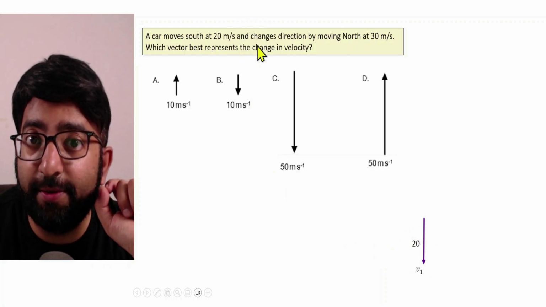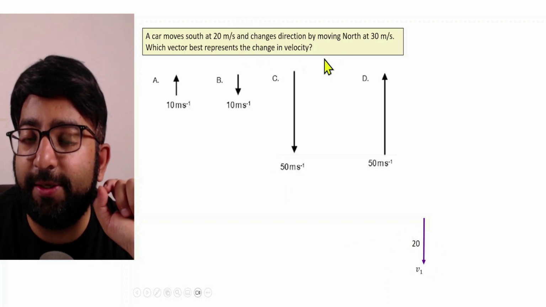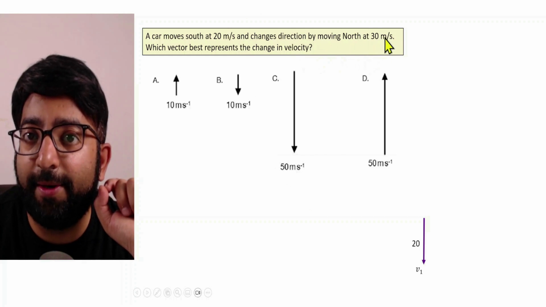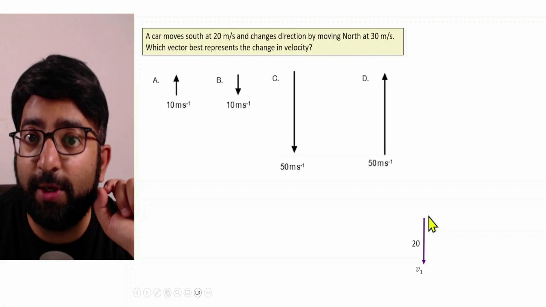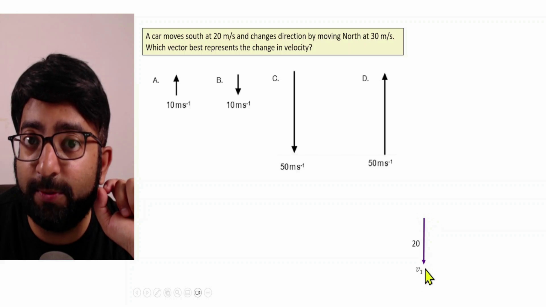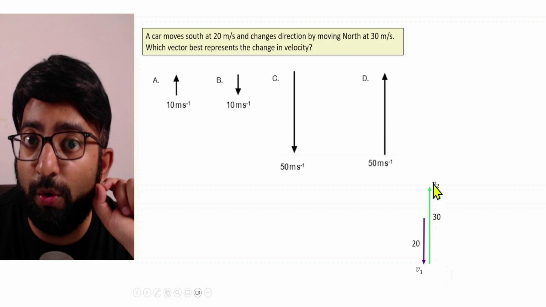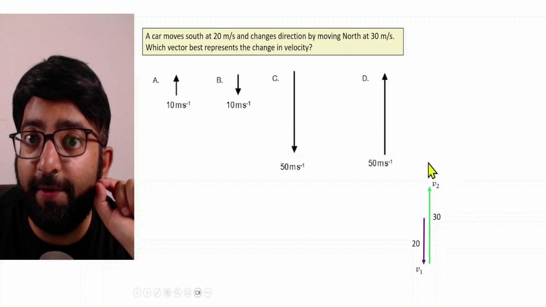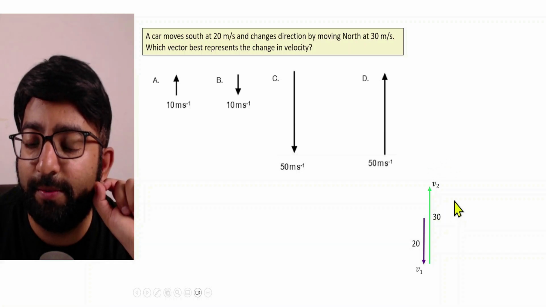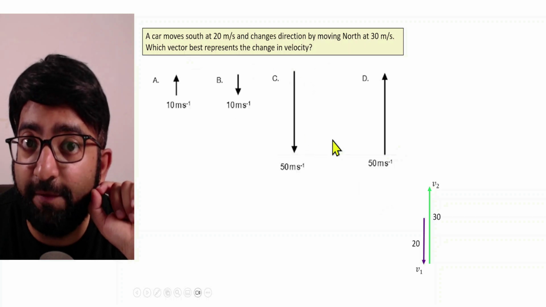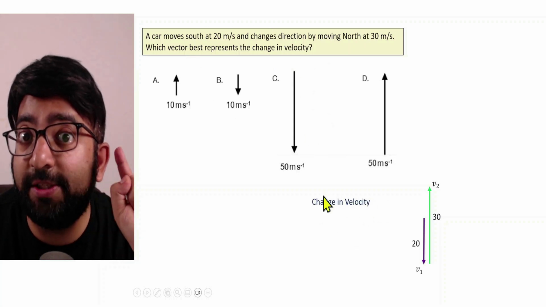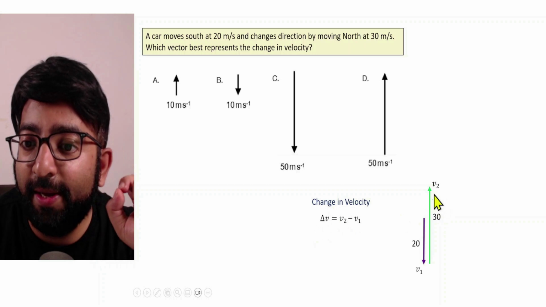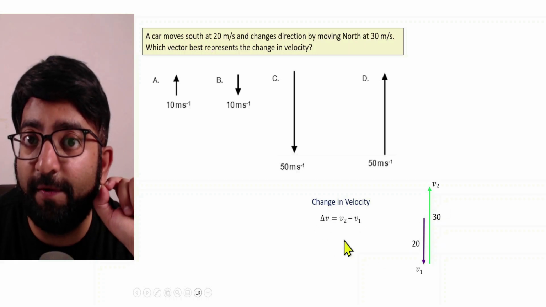Then it is mentioned in the question that the car changes direction by moving north at 30 meters per second. So the car starts at this point, and when it reaches this point, this is where the direction is changed, and we can draw another arrow going upward. That will be v2, whose magnitude is 30. The question wants us to find the change in velocity. Change in velocity, remember, is final minus initial velocity. In this case, that will be v2 minus v1.